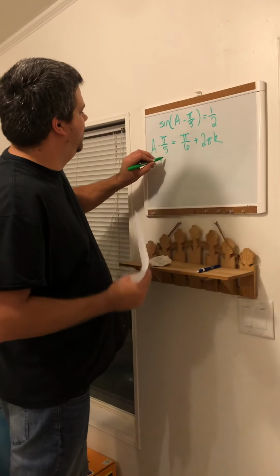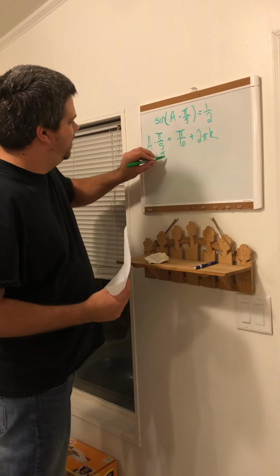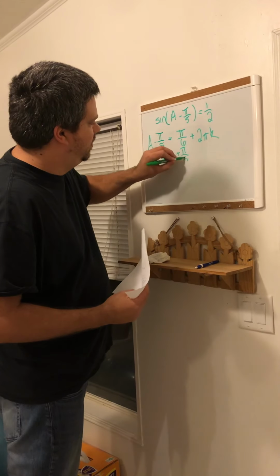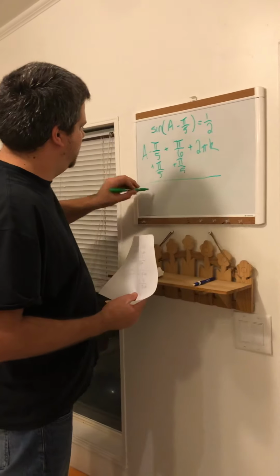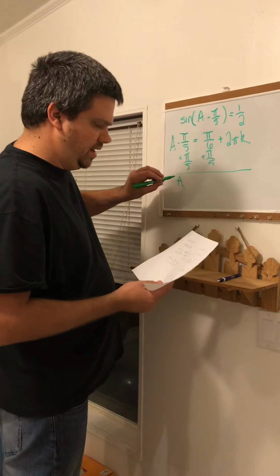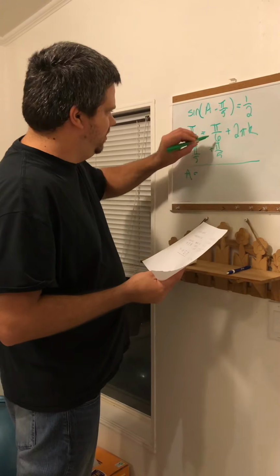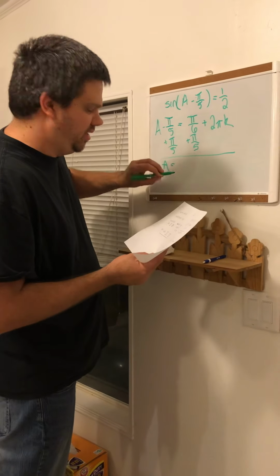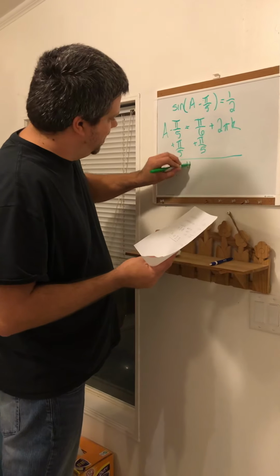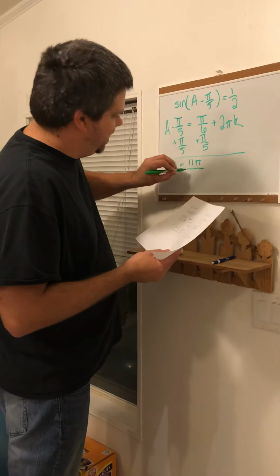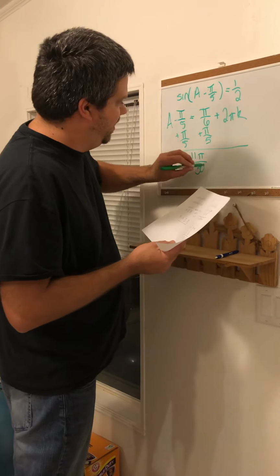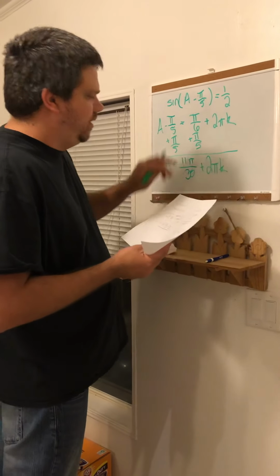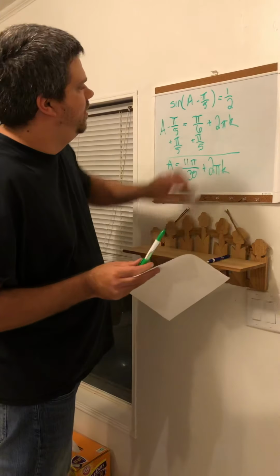I'm going to add pi over 5 to both sides, and you would come to a is equal to, after you get your lowest common denominator between 2, which is 30, you get 11 pi over 30 plus 2 pi k. And that's one answer for it.